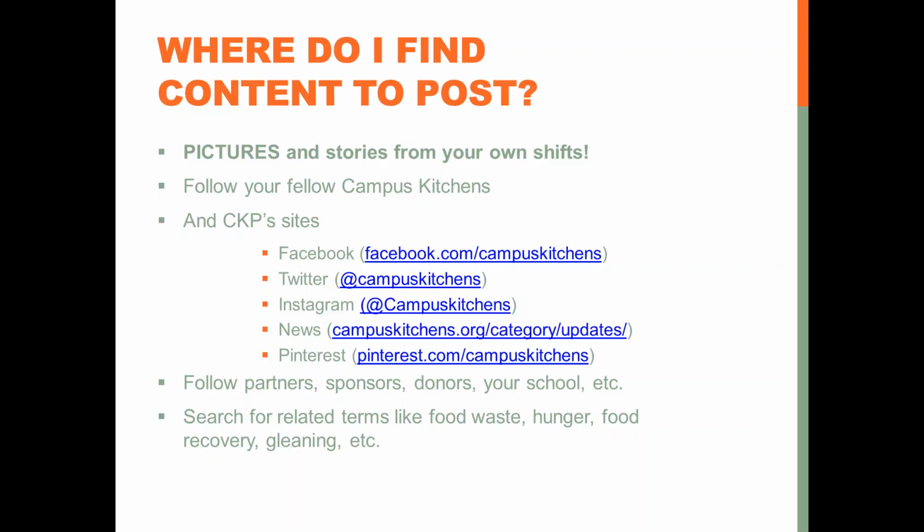And we also share that content on Facebook and Twitter. And then make sure to follow partners, sponsors, donors, and your school just to stay up with the latest news and see if there's anything relevant for your Campus Kitchens audience. And lastly, you can search related terms like food waste, hunger, food recovery, gleaning, farmers markets, anything you think of. You can search for them just in Google News and Facebook via hashtags and see what's being talked about and if it's relevant for your campus kitchen to post.